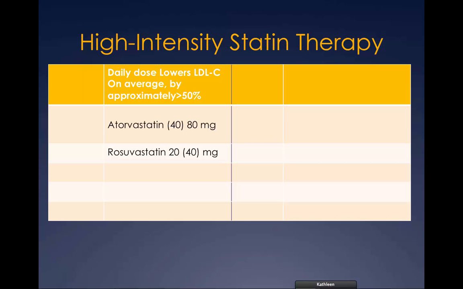High-intensity statin therapy, daily dose, lowers LDL on average by approximately 50%. So the goal is to decrease the LDL by 50%. Everyone's number is going to be different because their LDLs are not all the same. And these are the two medications. You can start off with 20 and go to 40, or start off with 40 and go to 80.